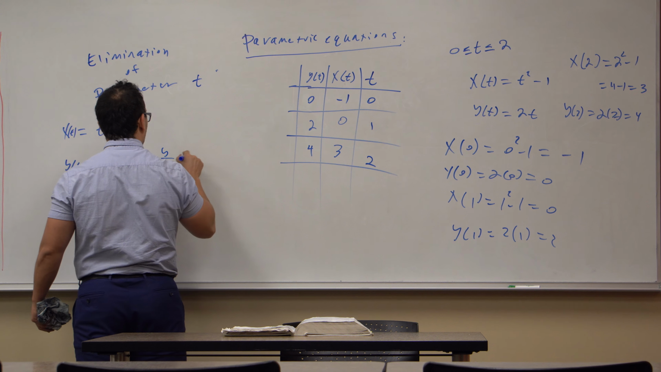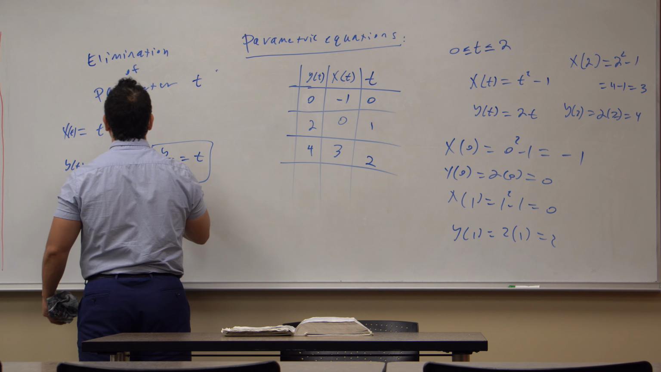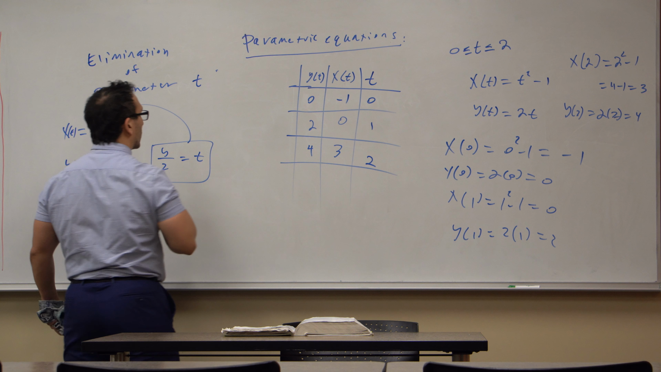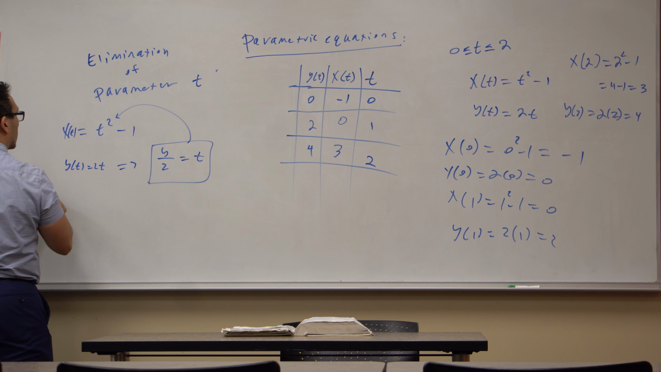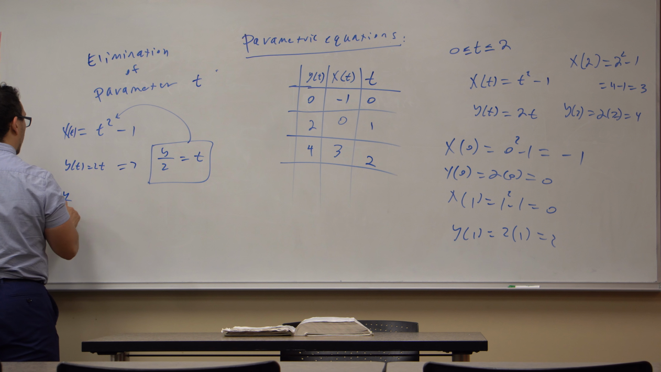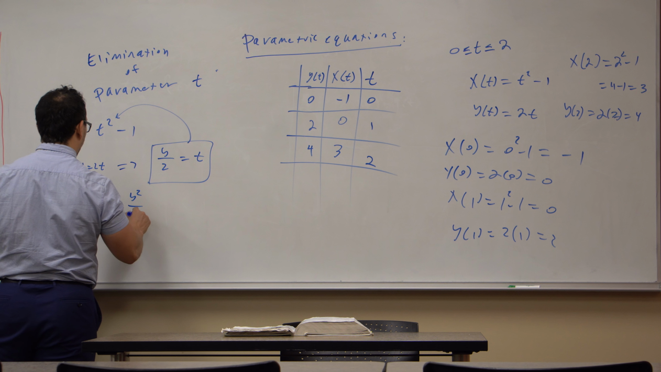y over 2 is equal to t. Then you plug this value into the other equation. So then x is equal to t squared minus 1, which ends up becoming (y over 2) quantity squared minus 1. So this is equal to y squared divided by 4 minus 1.